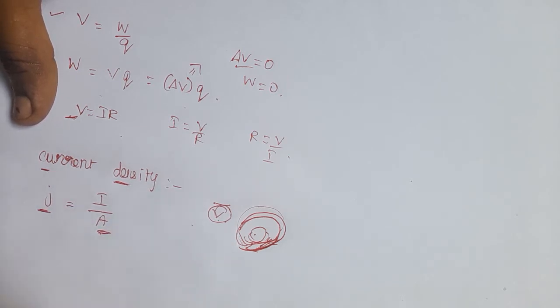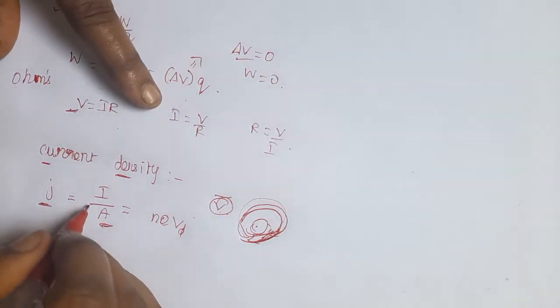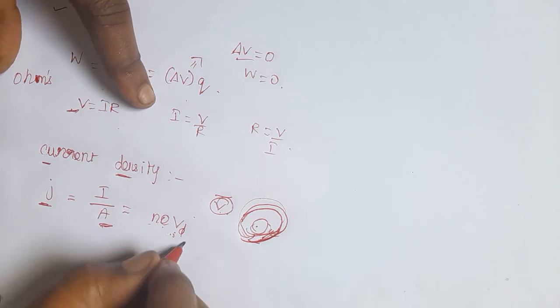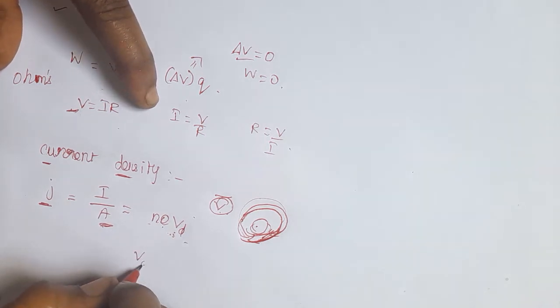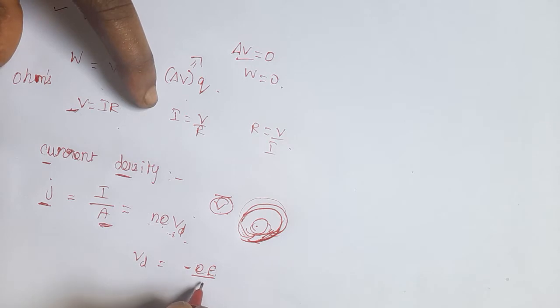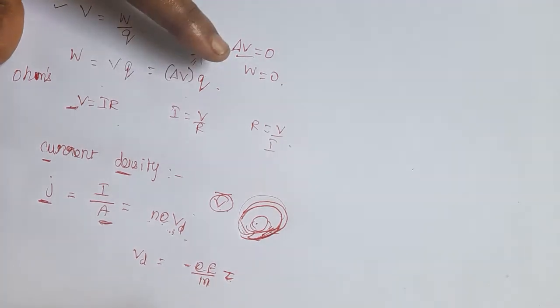and this is denoted as J. We can use another formula also, J = nevd. Vd is nothing but drift velocity, and the formula for drift velocity is minus eEτ upon m. This e is the charge of electron, E is the electric field, m is the mass of electron, and τ is the time period.